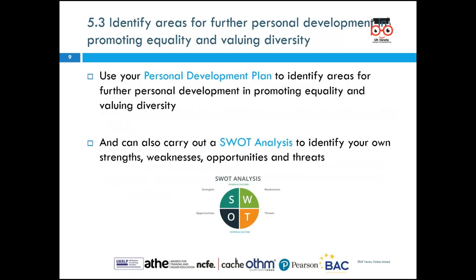And 5.3, this is the area that I think you may already have. So at the beginning of the course, you're asked to complete a personal development plan. I'm not sure if you've done this with Phil yet. So 5.3 is identify areas for further personal development in promoting equality and valuing diversity. So on here, if you already have a personal development plan created, I just want you to add this in as an appendix, or copy and paste it into your work.